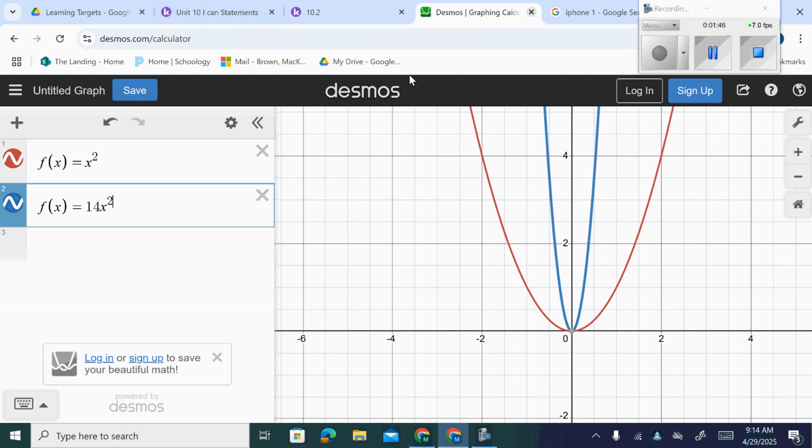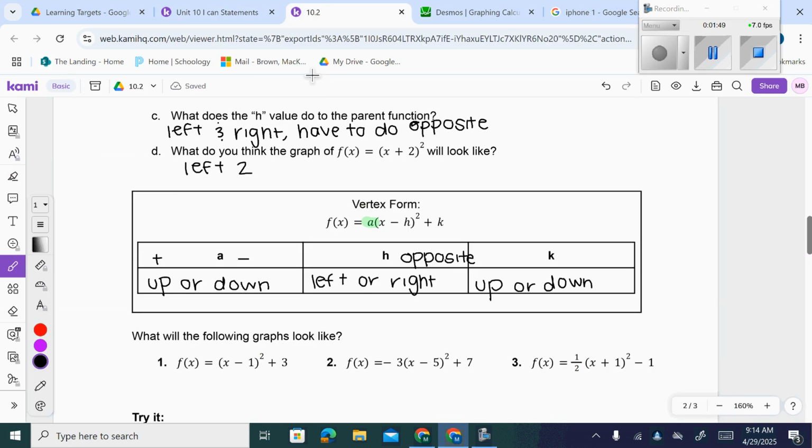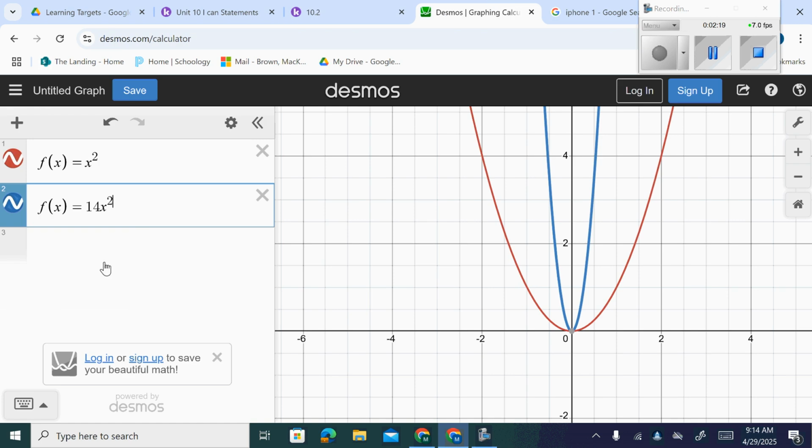Your a can either stretch it, which is going to make it tall and skinny, or it can do the opposite. What would you say the opposite of a stretch is? A shrink. And what's the opposite of tall and skinny? Short and fat. So let's talk about what kind of number would make it shrink. 14 made it get tall and skinny. Let's think about what -14 would do.